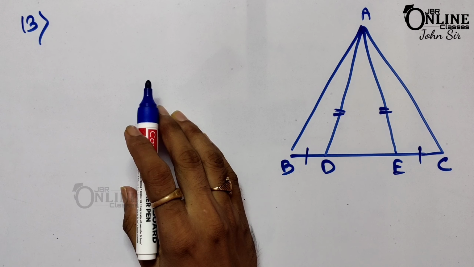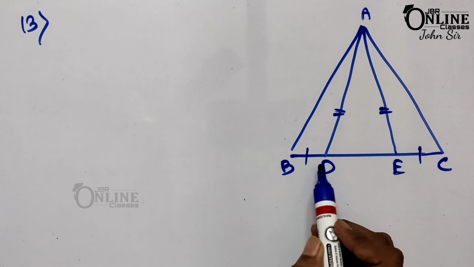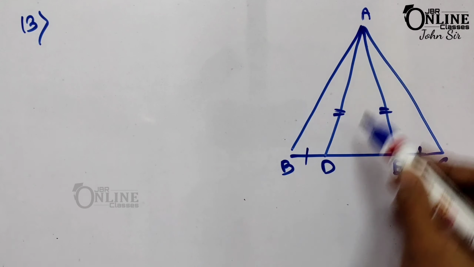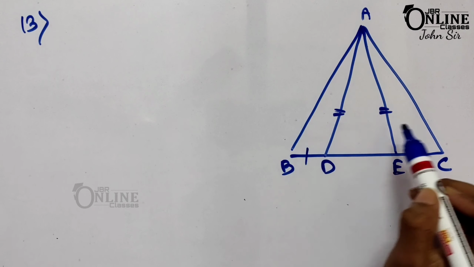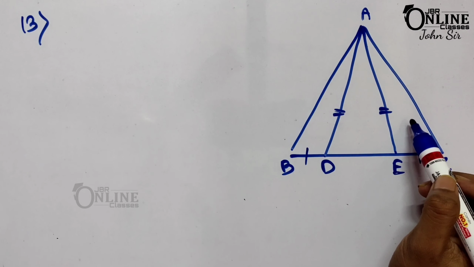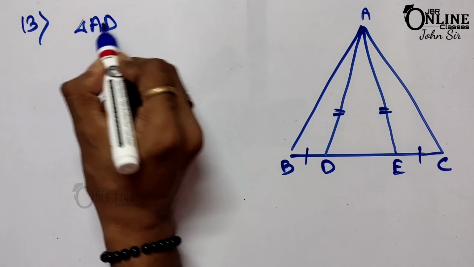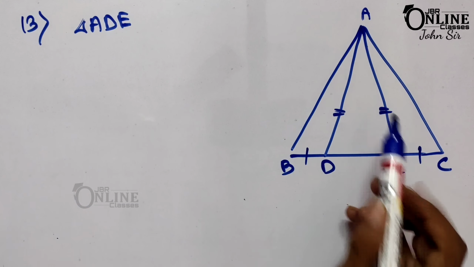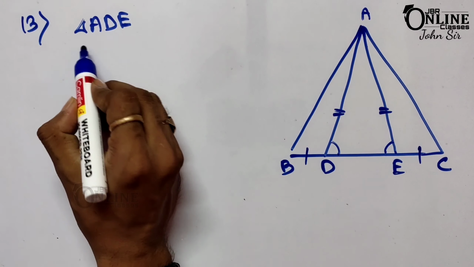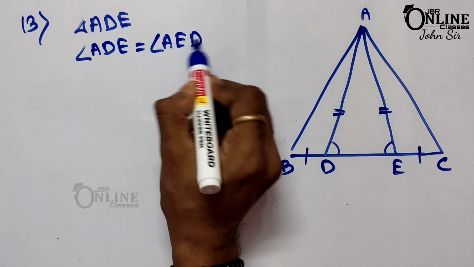Now sum number 13. In the adjoining figure, D and E are the points on the side BC of triangle ABC such that BD equal to AC and AD equal to AE. Then you have to show that triangle ABD, that means this one, congruent to triangle ACE, this one. Okay. So first here in the triangle ADE, if these two sides are equal, then definitely these two angles will be equal. So you have to write down angle ADE equal to angle AED. Clear?